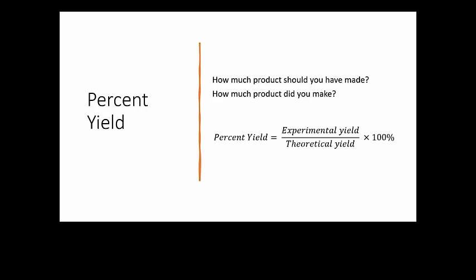The experimental yield, or the amount of product that we actually made, divided by the theoretical yield, or the amount of product that we should have made. And of course, to make it a percent, we multiply by 100%.